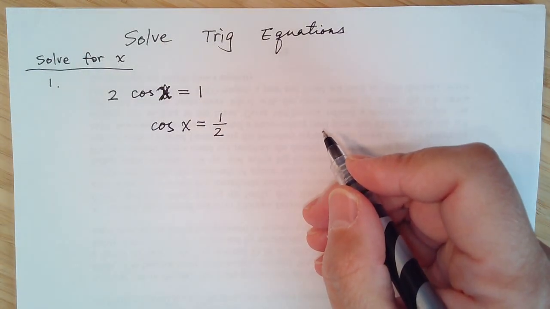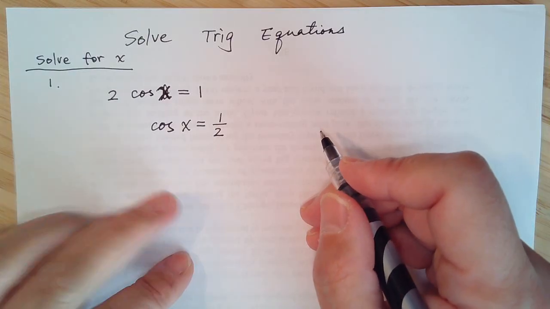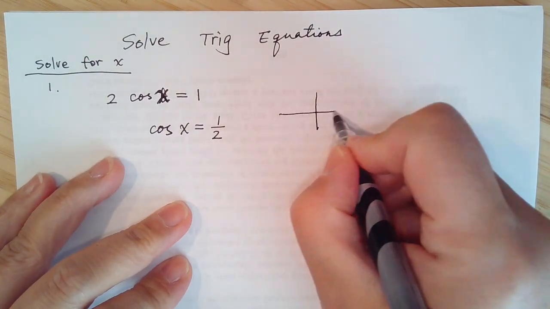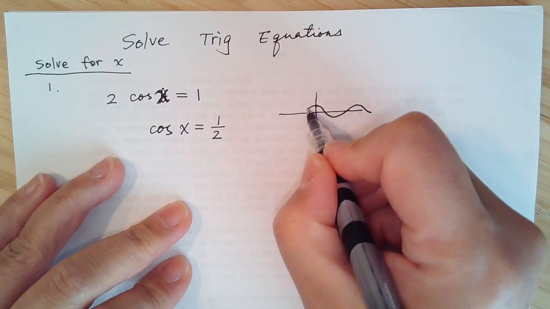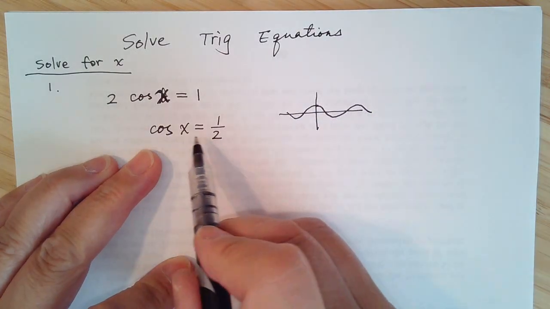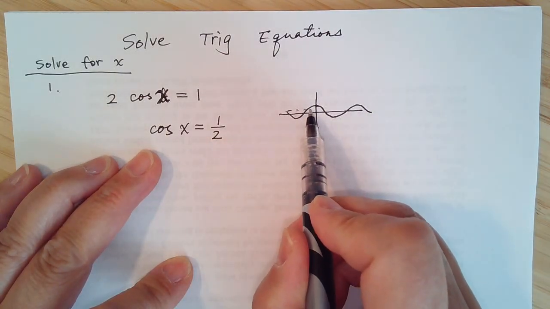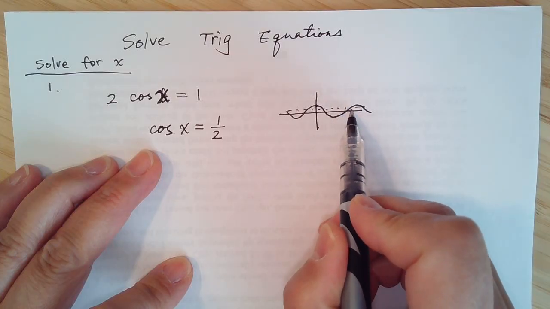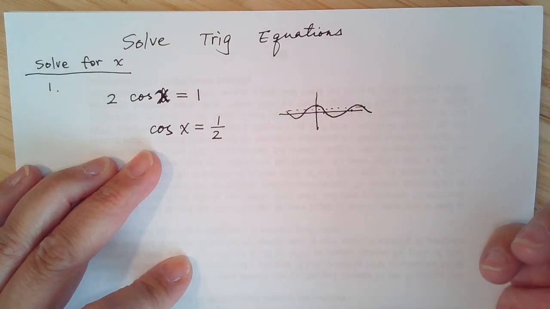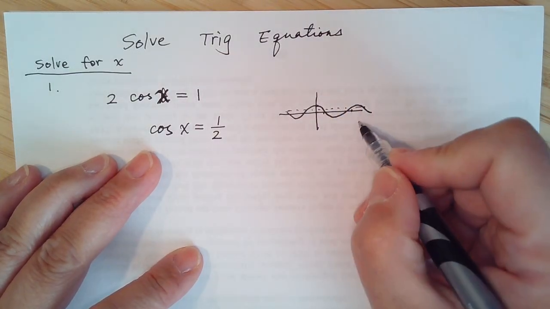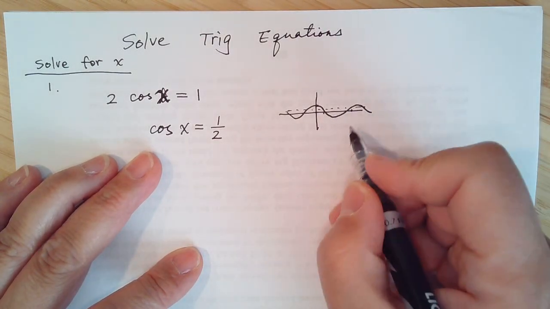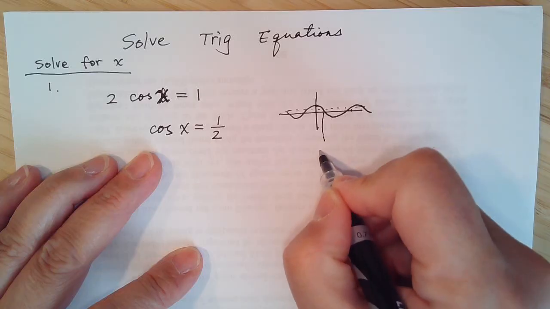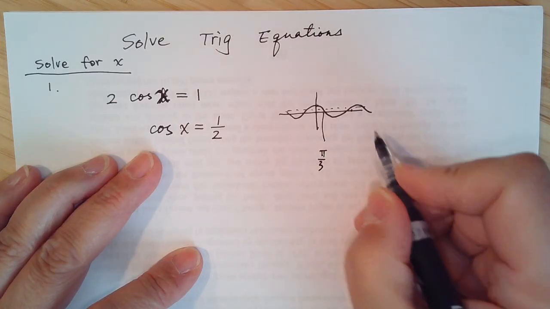Now, here's the problem. There are so many angles. If you remember the cosine function, it looks like this, right? And the cosine x is 1/2. It's somewhere here. Did you notice that you get so many different solutions that will make your cosine to be 1/2? The first answer is a 60 degree angle, or pi over 3.